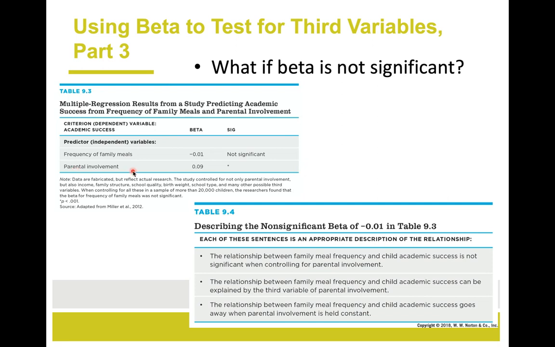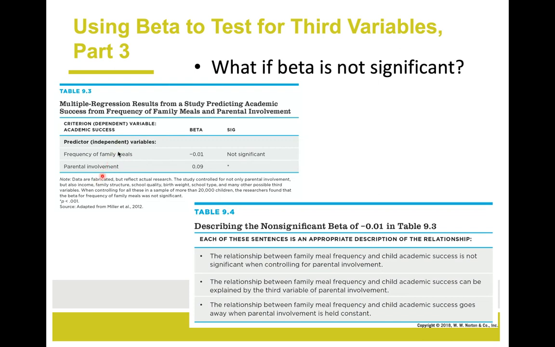Another way to look at this is that frequency of family meals essentially measures the same thing as parental involvement. These are basically the same variable. So when we put one of them in and it gets to take some of the variance, there's nothing left over for the other variable because they quantify the same things. Meaning parents who are more involved have families in which the frequency of family meals is high.